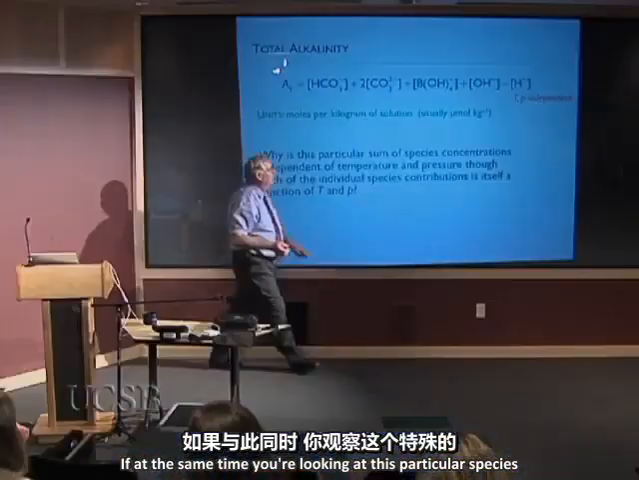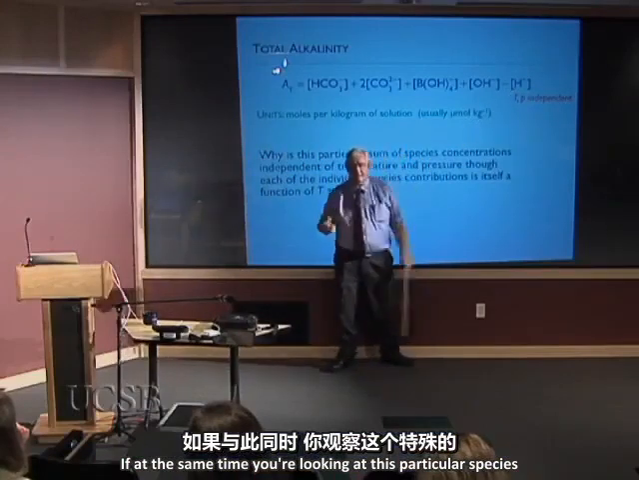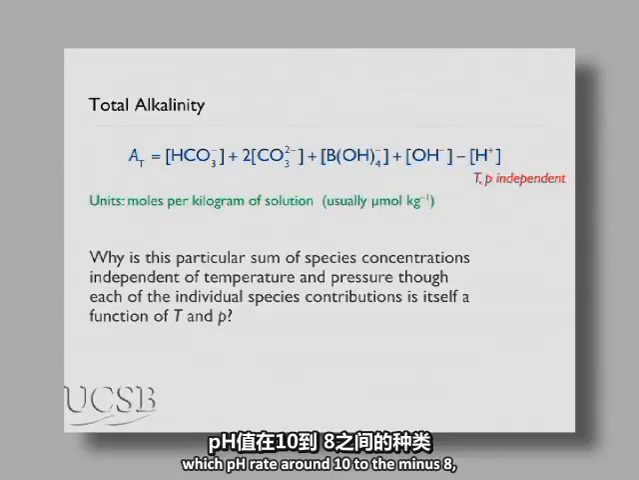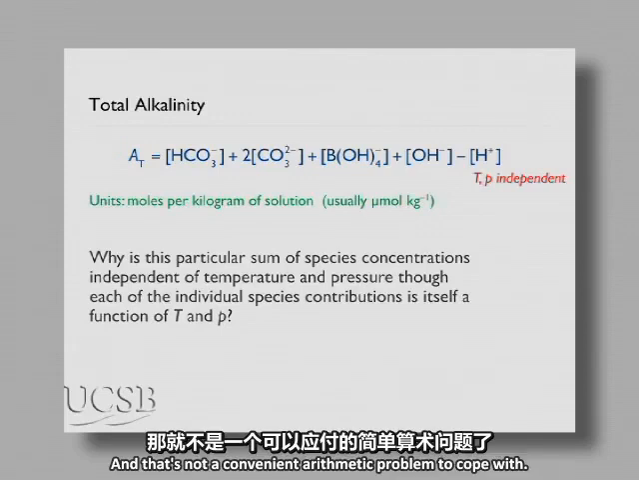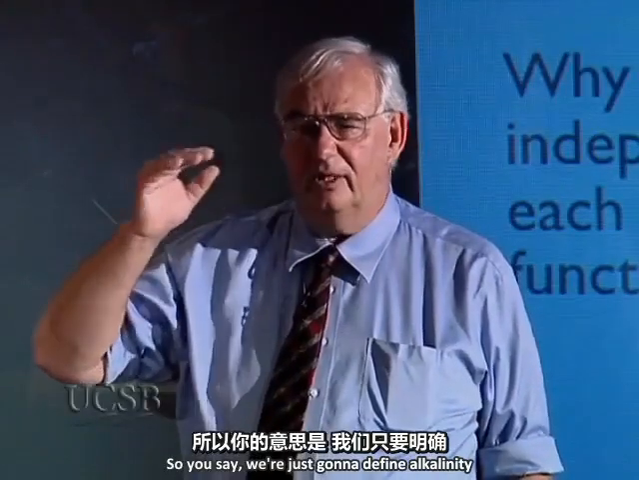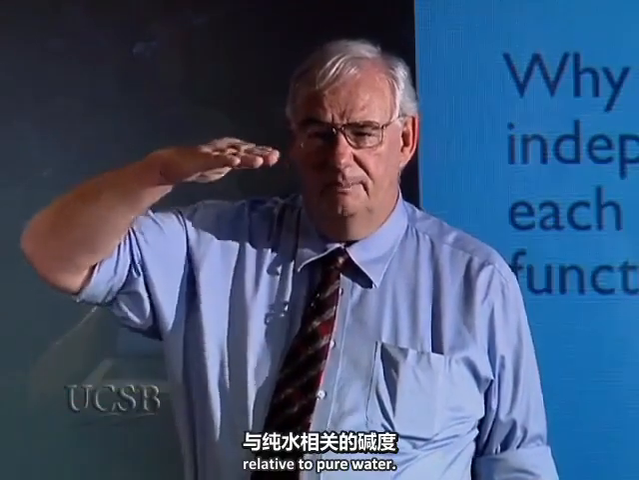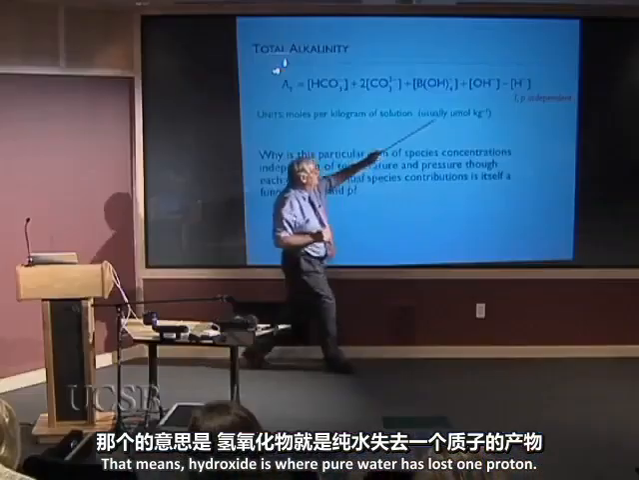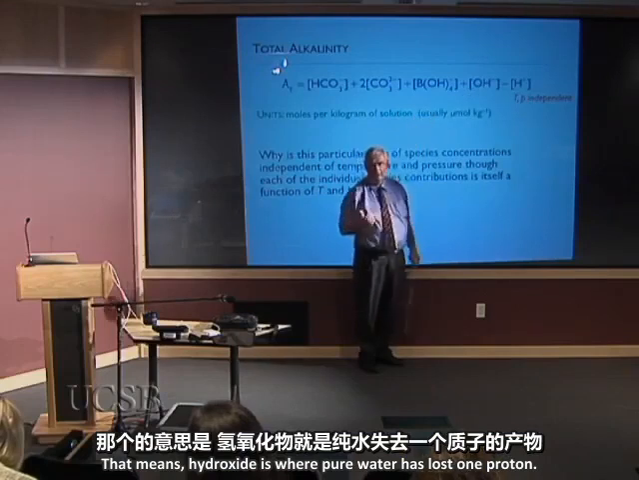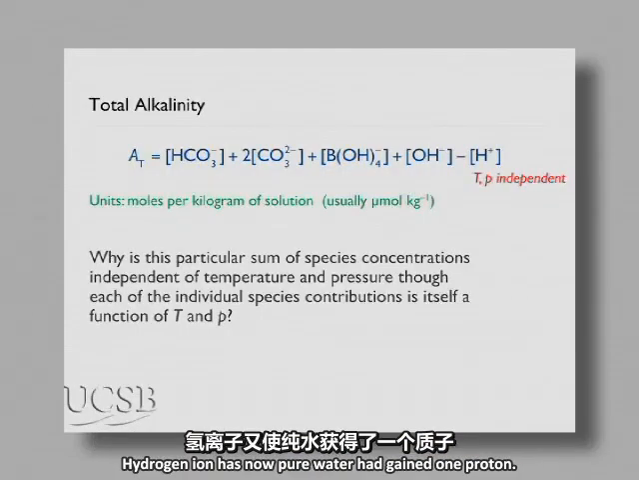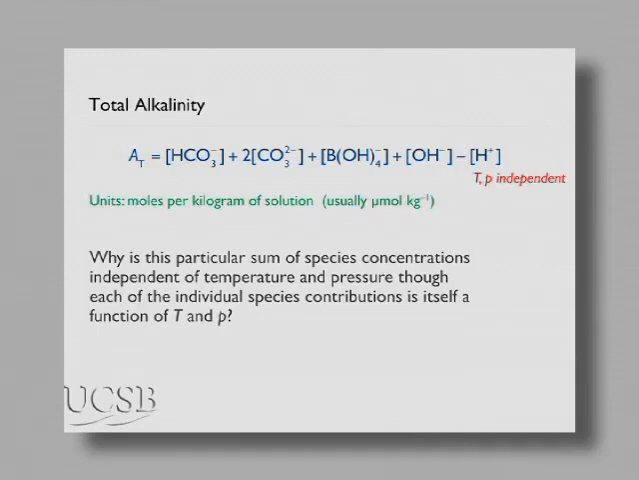If at the same time you're looking at this particular species, which at pH 8 is around 10 to the minus 8, you can see that we're 10 orders of magnitude different. And that's not a convenient arithmetic problem to cope with. So you say, we're just going to define alkalinity relative to pure water. That means hydroxide is where pure water has lost one proton. Hydrogen ion is as though pure water had gained one proton, hence the sign difference between those two.